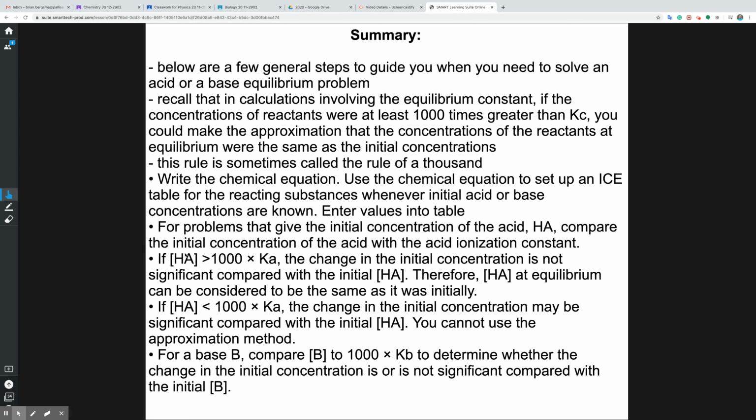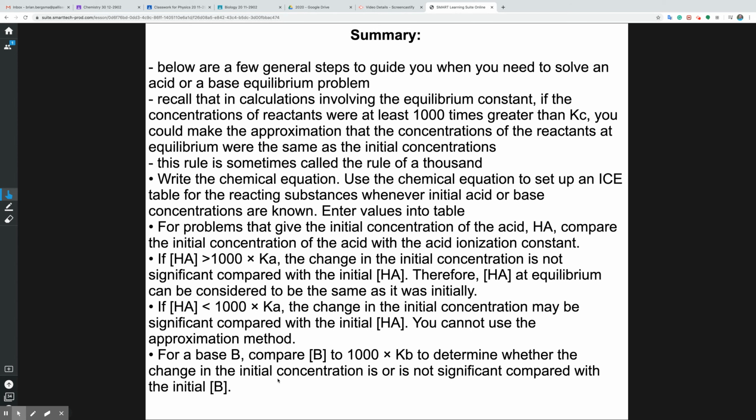Again, if our initial concentration is greater than 1,000 times our Ka, or, the way I always do it, initial concentration divided by Ka is greater than 1,000, then our initial concentration is going to be the same at equilibrium, so we can just carry that number down. If it doesn't work, we can't use this approximation method, and there's a different way we can solve for it. And really, for bases, it's the same thing.